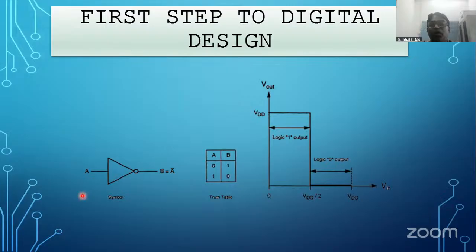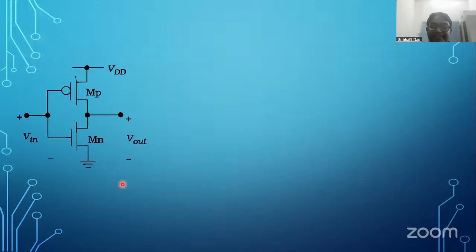So here we all know the inverter, right? You give 0 and get 1, and give 1 and get 0. This is the corresponding symbol of the inverter. But is that just the symbol, or what is there inside? In CMOS technology, this inverter is built with MOSFETs.